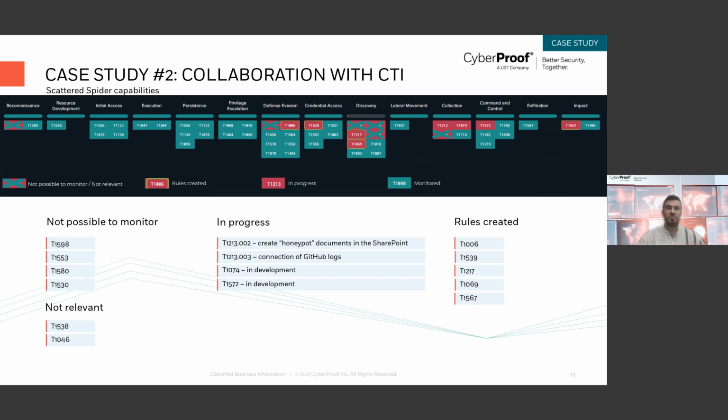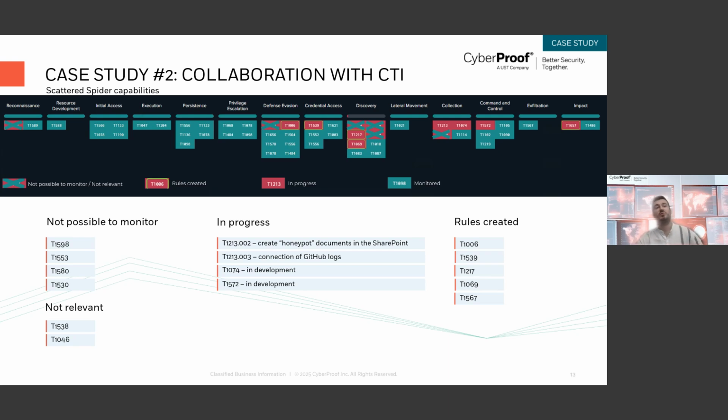Of course, not everything is possible to cover within the SIEM. You can see some of the cells are highlighted with a cross, so it's just not possible to monitor them. Also, some of them are just not relevant to the customer. For example, 1538 is an AWS technique that was performed in an AWS environment. This specific customer doesn't have AWS logs at all. They don't use those services, so this is not relevant for them. Also, we have some techniques that are still in progress that require some additional effort from the customer.